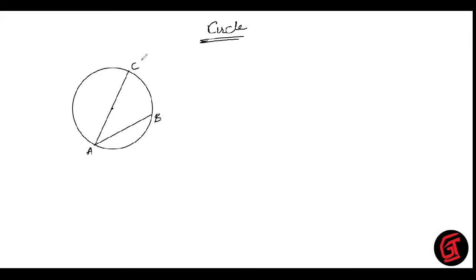Longer than diameter there is no chord. So AC also is a chord, AB also is a chord, but AC is also called the diameter. Okay, two circles, if they have the same measure, they are called congruent circles. Remember all these properties. I'm just doing a revision. Two circles, if they have the same measure, means what? They will have equal radii.